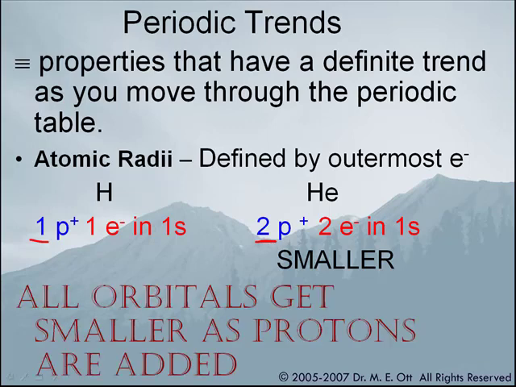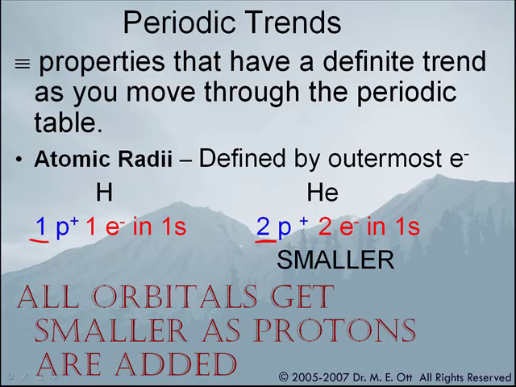Every single orbital in an atom gets smaller as we add protons. Right? So hydrogen has a 1s orbital. Hydrogen also has a 2p orbital. It also has a 3d orbital. Hydrogen has all of those orbitals. In the ground state, there are no electrons there, but the orbitals exist. Those mathematical models and those mathematical probabilities still exist, even though there might not be an electron in them.